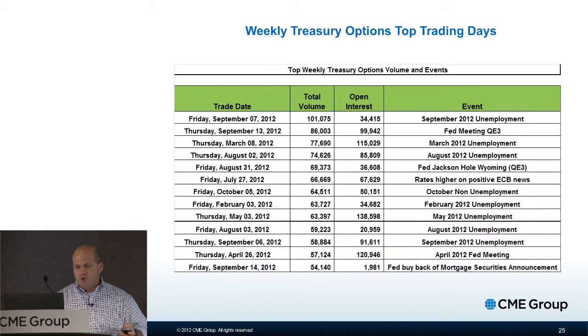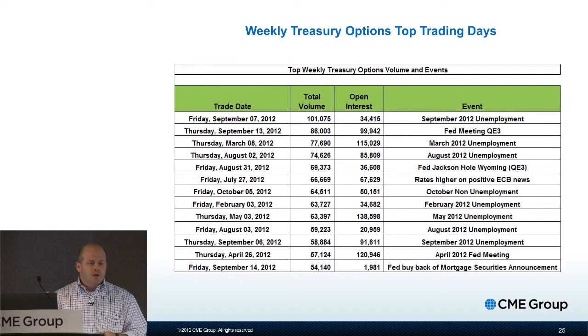So let me show you here. These are our largest trading days, I think the top 12. If you look at the top row, on September 7th of this year, we traded over 100,000 weekly Treasury options. And that's in addition to the normal Treasury volume, which is probably another 300,000 contracts or so. That was the day the September 2012 unemployment number came out. If you just read down the list, I won't read it all to you, you'll see our largest days have been around big economic numbers and economic events. You see the Fed Jackson Hole meeting that they had a month or two ago. That was one of our biggest days.